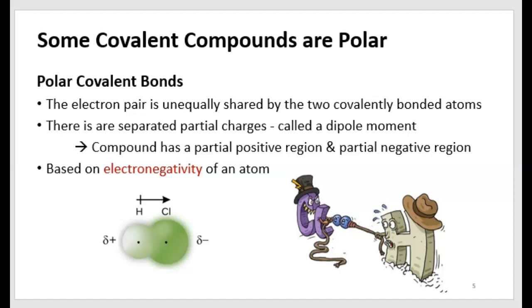We call these partial charges sometimes dipole moments, and they're usually symbolized by this delta symbol that you can see. And I'll point it out to you here. This symbol right here is a delta. And so you have a partial positive on the hydrogen and a partial negative on the chloride.